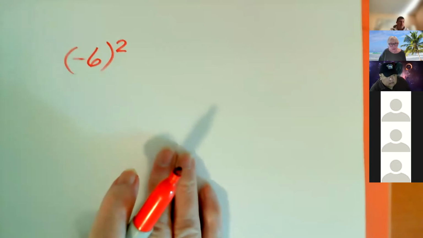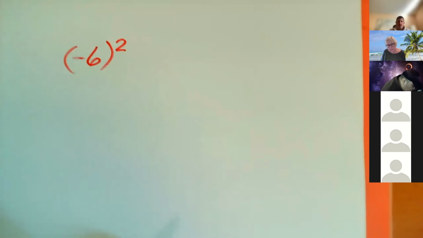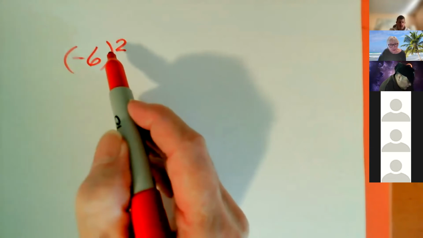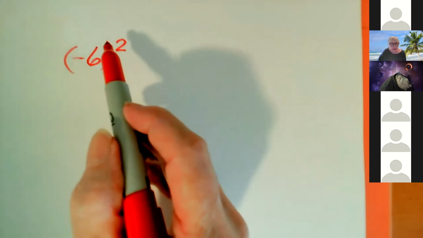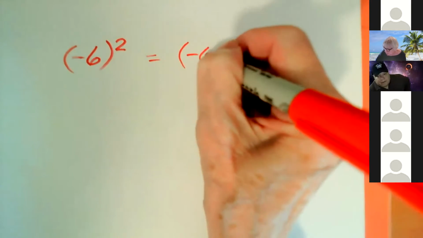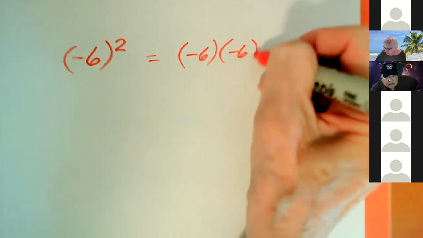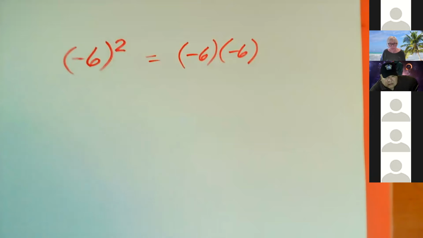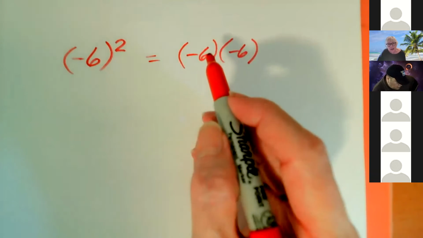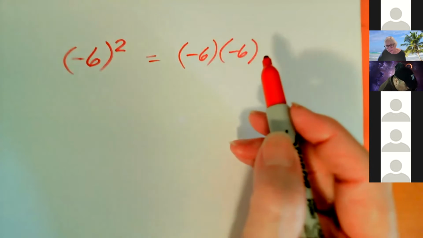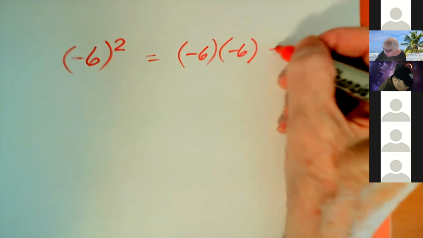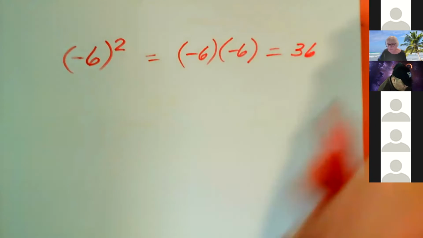We did powers before, didn't we? So notice the use of the parentheses to say it's -6 that's squared. So this would be -6 multiplied by -6. Why did I write it twice? Because I don't want you to lose the fact that two negatives will make it positive. And 6 times 6 is 36.